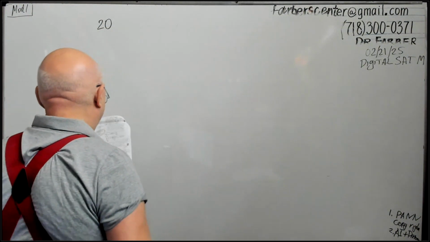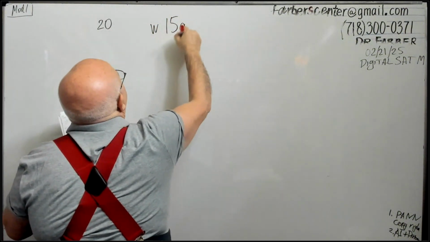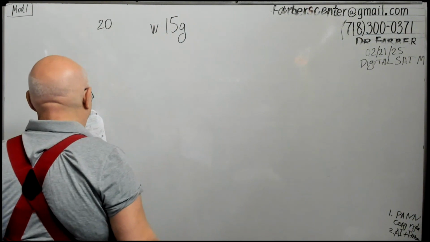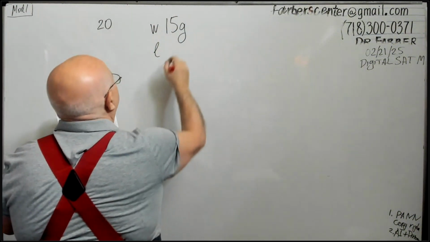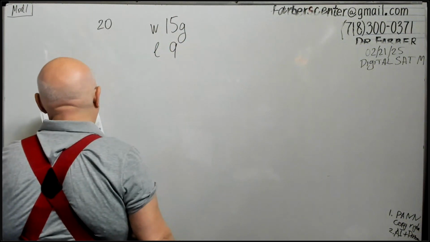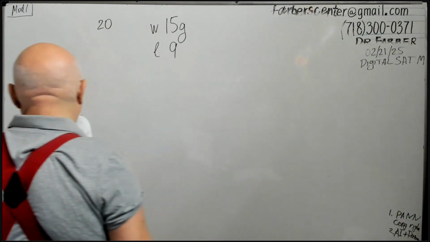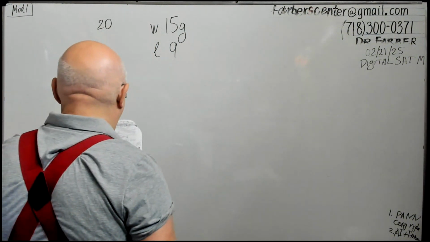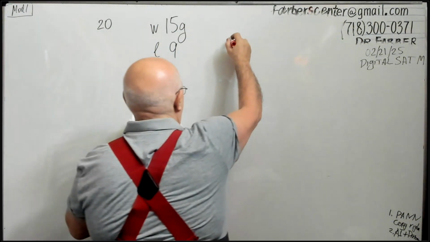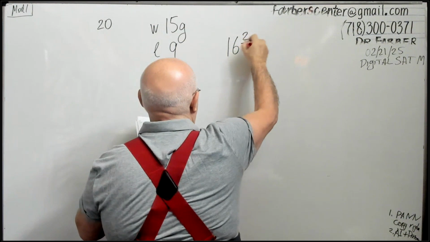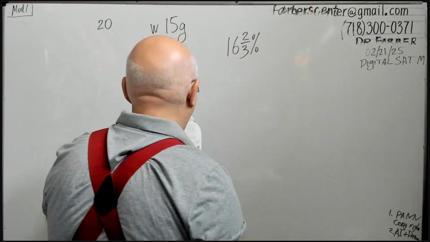Baseball team has won 15 games. What is given? Games lost: 9 games. If these games represent 16 and 2/3%, I just write what is given of all games.